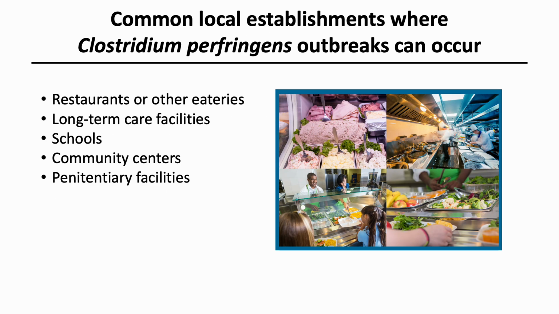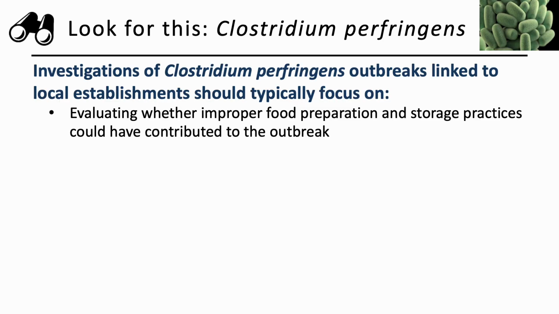Common local establishments where Clostridium perfringens outbreaks can occur include restaurants or other eateries, long-term care facilities, schools, community centers, and penitentiary facilities, just to name a few. When investigating C. perfringens outbreaks linked to local establishments, environmental health investigators should focus their efforts primarily on evaluating whether improper food holding or handling practices could have contributed to the outbreak.